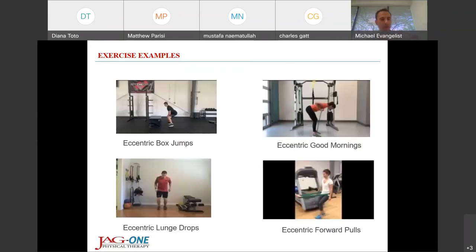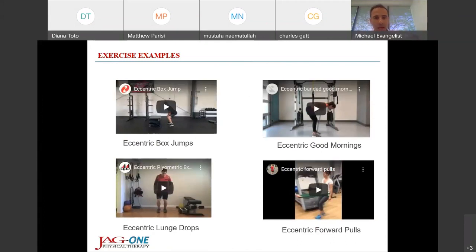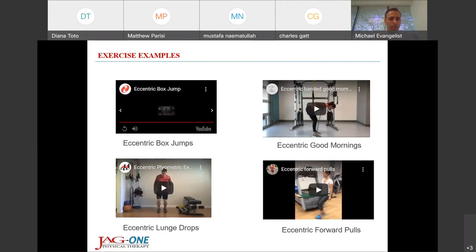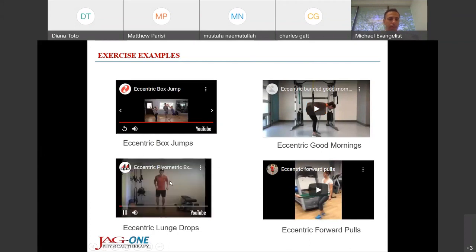Obviously on the eccentric box jumps, that's all about quality of movement, keeping an eye on the hip and knee angle there. Okay, and then we can go down to the eccentric lunge jumps.